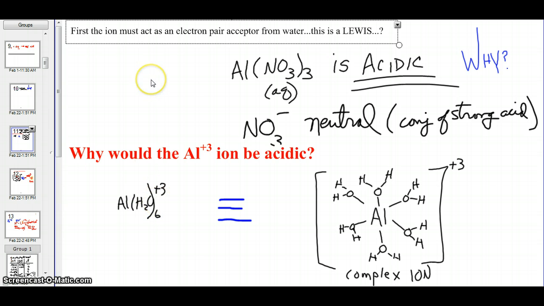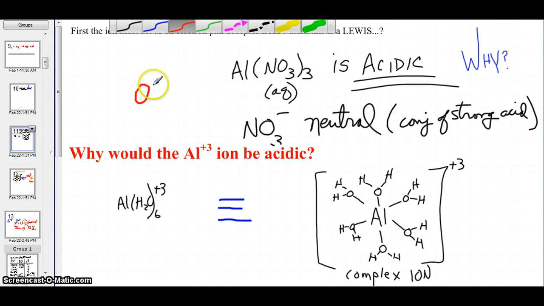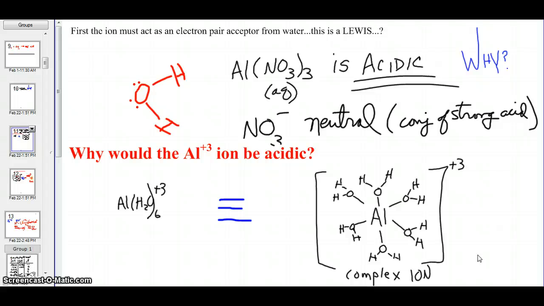Okay? And in doing so, the aluminum ion has lost its valence electrons, whereas water has on its oxygen 2 pairs of electrons. And these 2 pairs of electrons can be donated to the aluminum ion. And it turns out that for aluminum ion, 6 water molecules can bond with the aluminum to form this sort of complex ion. Now, a couple things to notice when you look at this complex ion.